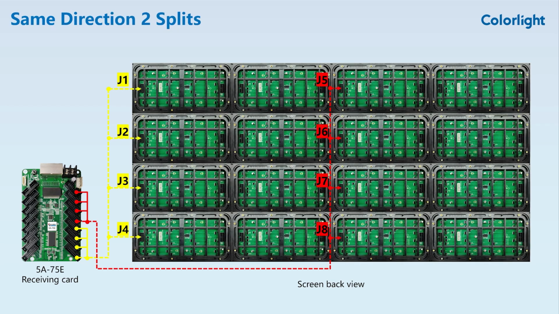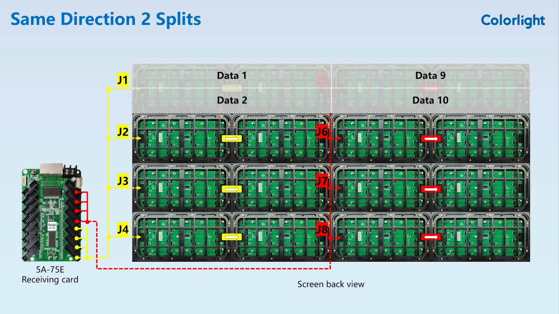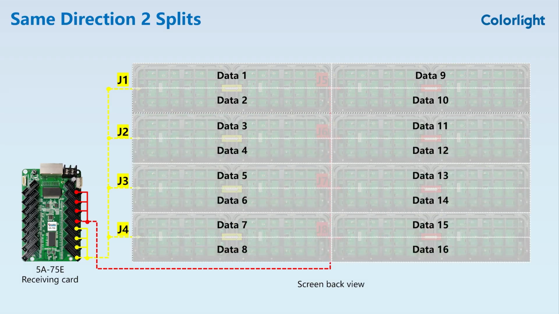In the second way, the data for 16 modules is provided by 8 interfaces of the receiving card. Each set of 2 modules is cascaded together and jointly controlled by 2 data groups from one interface. These modules are divided into 2 columns. The approach of using 2 columns of data groups to control the pixels in the data cascade direction is referred to as 2 splits. Additionally, if the data cascade direction of these 2 columns of modules is the same, this connection method is referred to as same direction 2 splits.